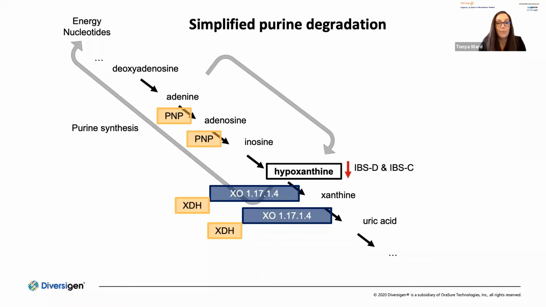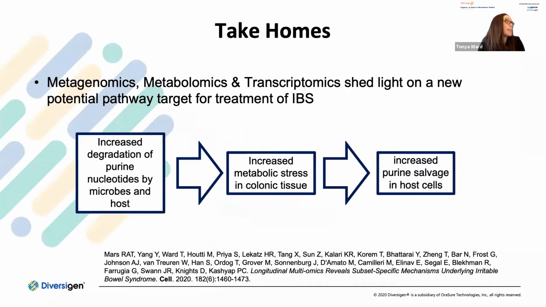So our take-homes from this are that metagenomics, metabolomics, and transcriptomics together are shedding light on new targets for treatment of IBS. And in general, this whole pathway comes together as increased degradation of purine nucleotides by the host and microbes leads to increased metabolic stress in colonic tissues, and that in turn leads to increased purine salvage in the host cells. And that's it for my case study. So I will head over to Greg and let him present his slides.